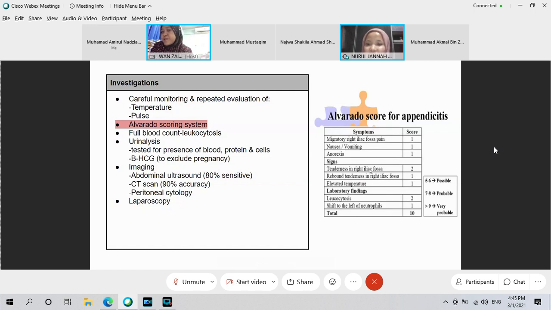But for tenderness in the right iliac fossa and leukocytosis, we assign a score of 2 because they are the most common factors in the score for appendicitis.